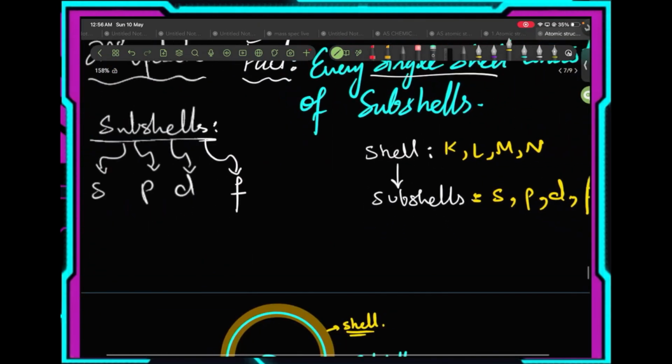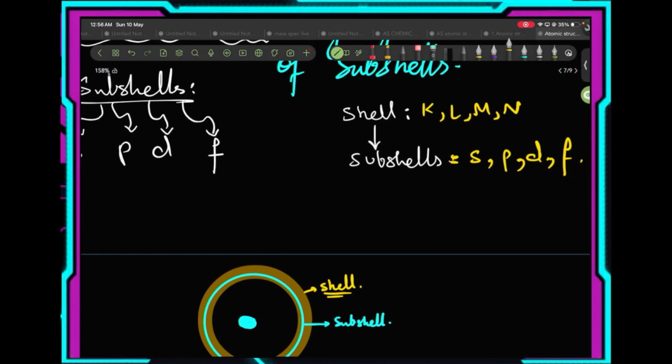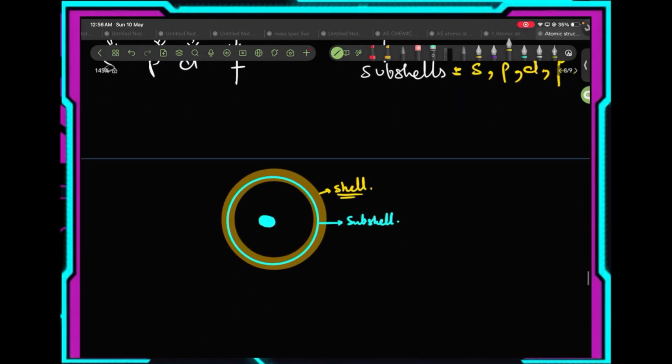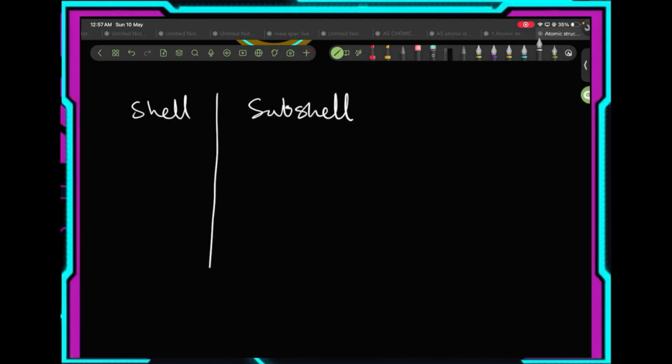First, we need to establish a connection between shells and subshells. So what is that connection over here? So we'll just write the shell number, then we move on to the number of electrons, and then just move on to shell and then subshell. First, you need to establish a connection between these two.